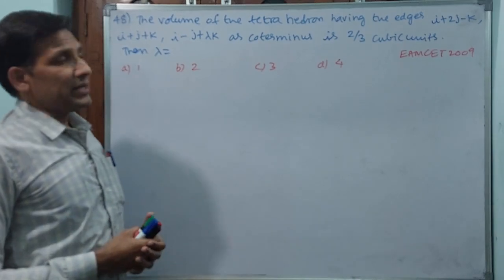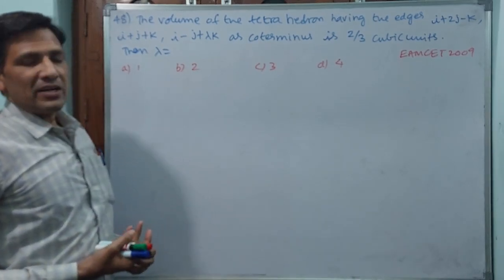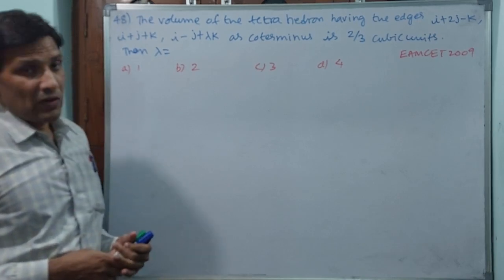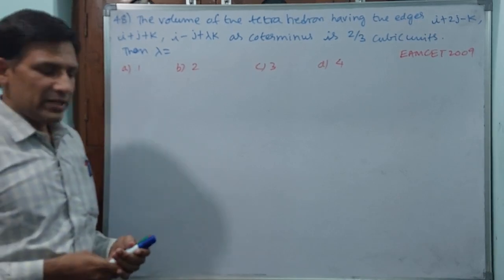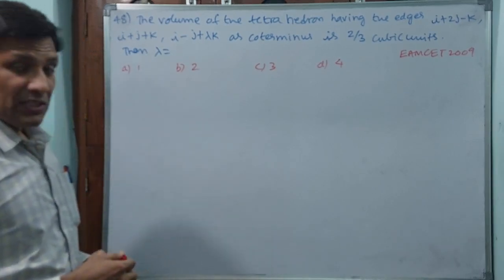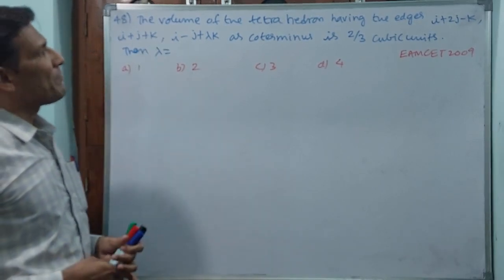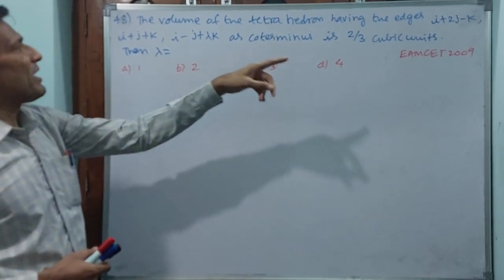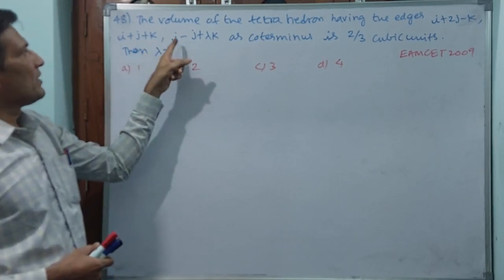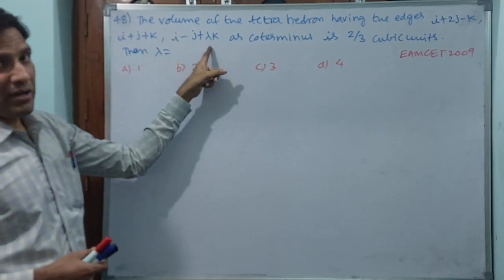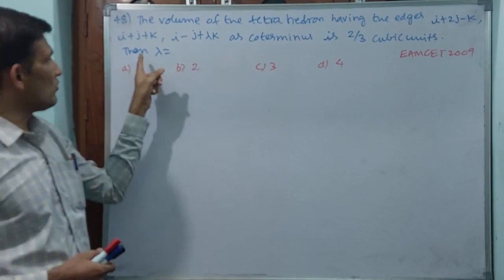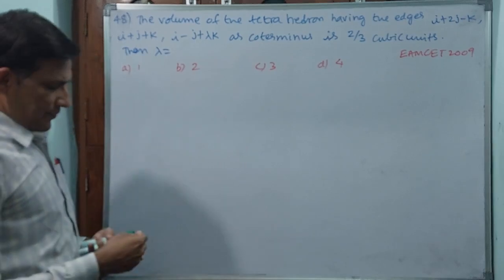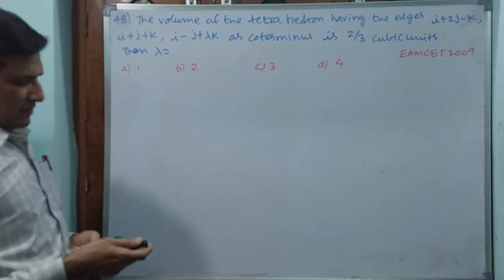Okay, see question number 48. The volume of a tetrahedron. Tetrahedron volume we have already seen. What we have to take? 1/6 of determinant we have to take. Okay, tetrahedron, don't forget 1/6 of determinant. The volume of a tetrahedron having coterminous edges i plus 2j minus k, i plus j plus k, i minus j plus lambda k. Lambda we don't know, that only we have to find. But the volume they have given is 2 by 3.